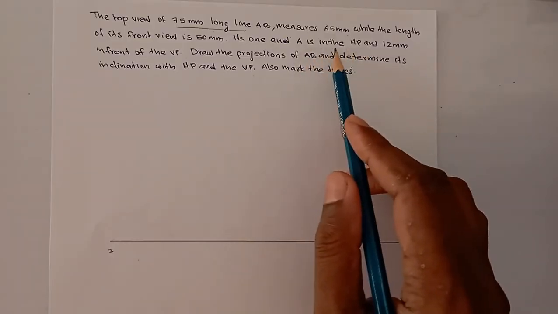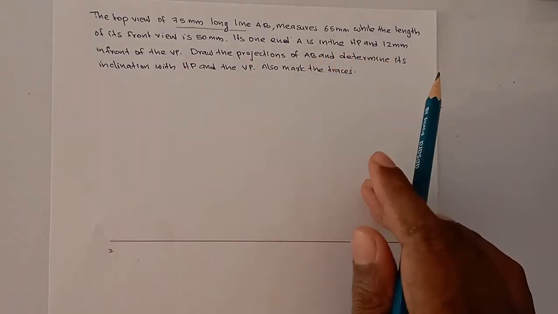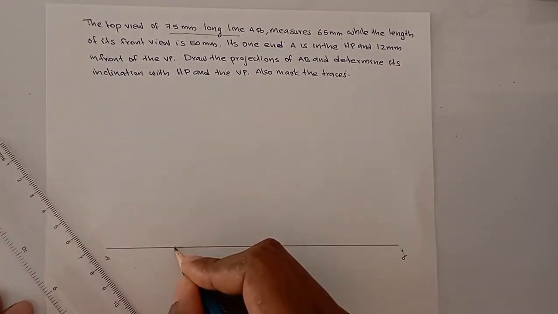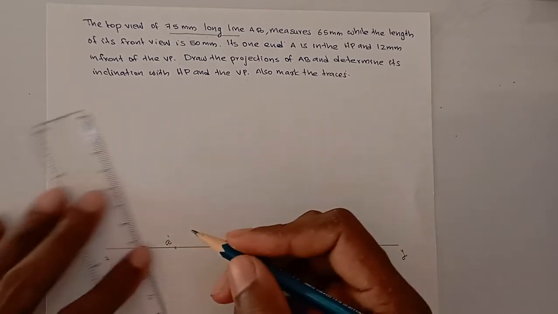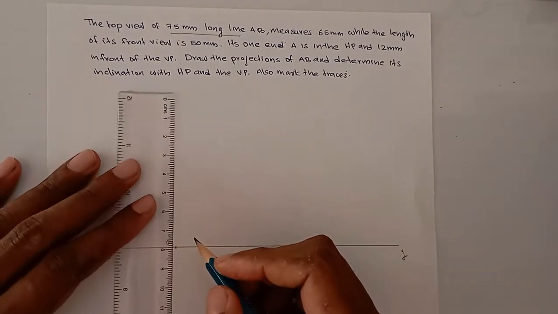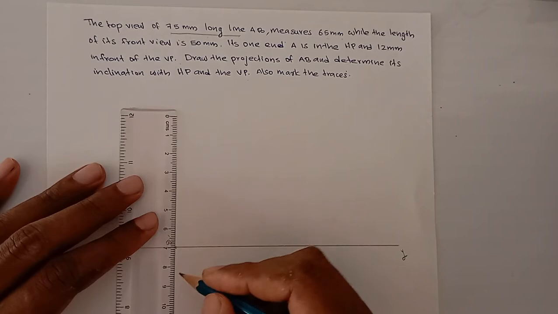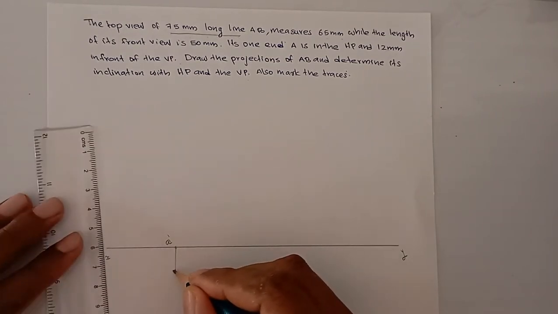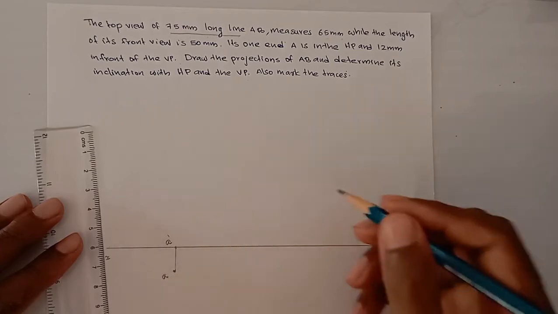And the point A is in the HP and 12 mm in front of VP. A is in HP, so this is A dash, and 12 mm in front of VP. Mark the 12 mm. This is A. This is 12 mm.